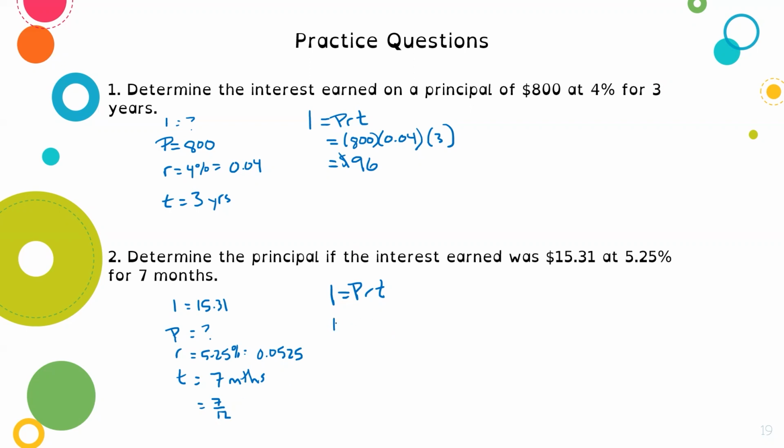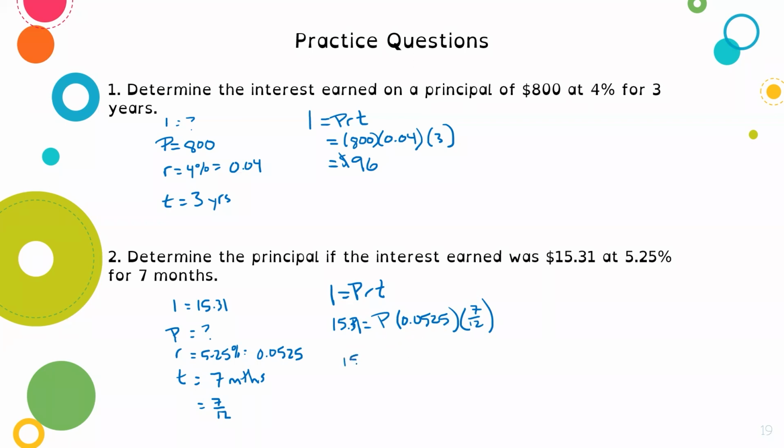So then I put my information into my formula. So I is $15.31. P is what we're looking for, so we leave it as P. R is 0.0525, and T is 7/12. So in order to figure out P, I'm going to have to divide both my sides by these amounts. You could do it two ways. You could calculate this first and then do the division.